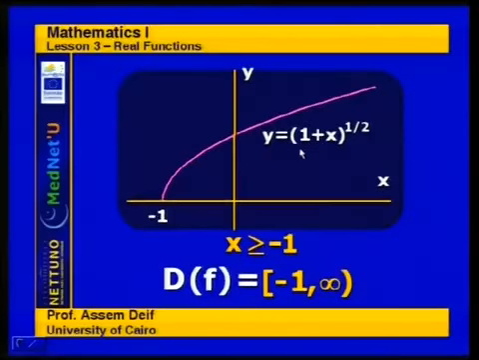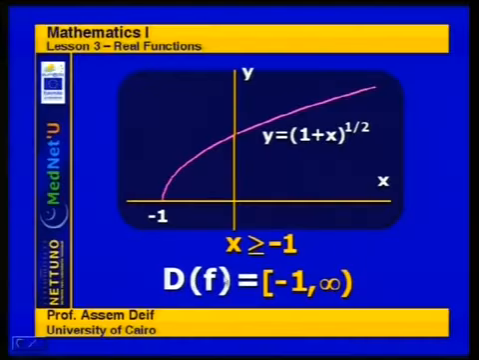For the other one, if you have, for example, y is equal to square root of 1 plus x, same thing. You are only allowed to take x greater or equal to minus 1, because otherwise it becomes a negative, and you cannot calculate the square root of a negative number, of course, in our course. Therefore we are concerned with all values of x that are greater or equal to minus 1. And with this, we say that the domain of the function is the closed interval from minus 1 to infinity.